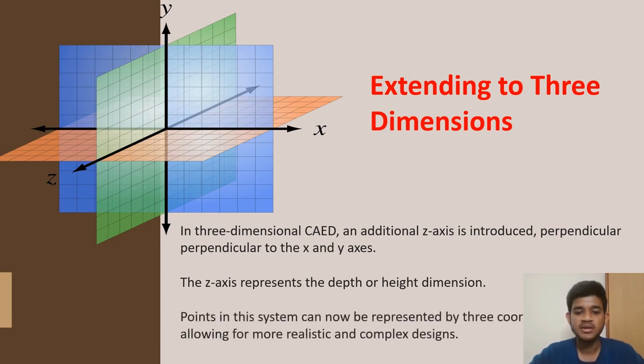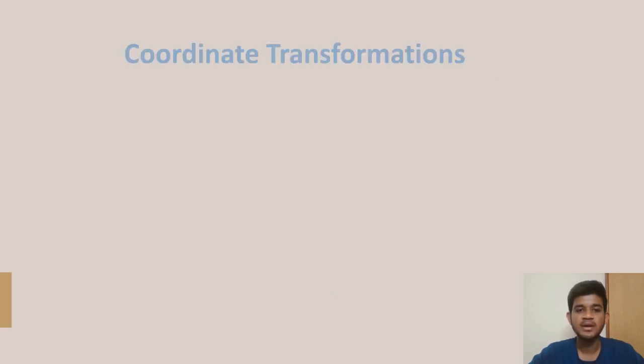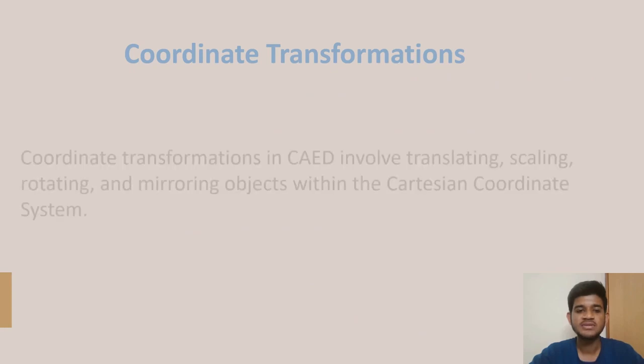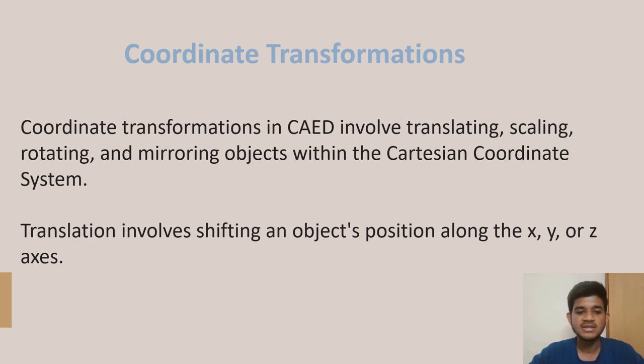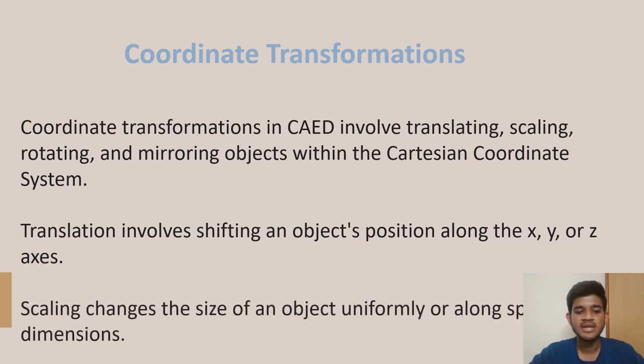Points in this system can now be represented by 3 coordinates, allowing for more realistic and complex designs. Now let us see the coordinate transformations. Coordinate transformations in CAD involve translating, scaling, rotating, and mirroring objects within the Cartesian coordinate system. Translation involves shifting an object's position along the x, y, or z axis. Scaling changes the size of an object uniformly or along specific dimensions.